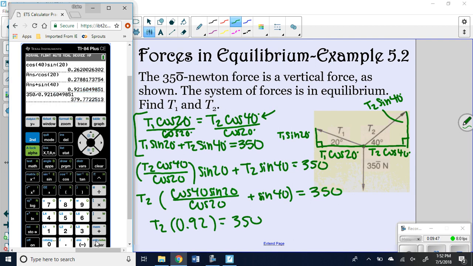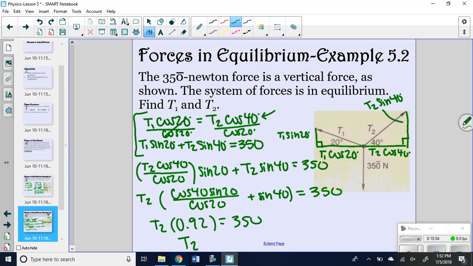379. Now, how many sig figs do we have in our problem? The only number they gave us was 350, and there are 3 sig figs there. So 379.7 is going to round to 380. So if you look, T2 is going to be 380, and we have to have 3 significant figures. So we have to put a bar over the 0. And then the units on forces are newtons.